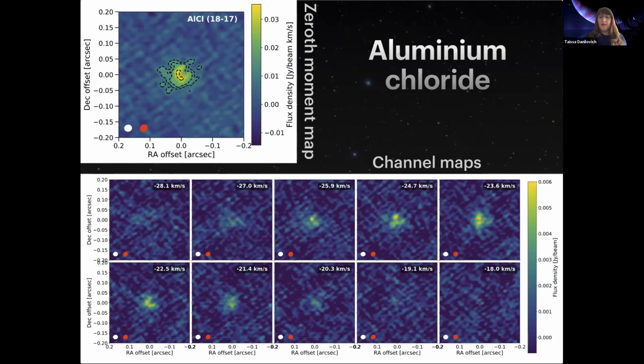But when we add all the channels together to get the moment zero map, so that's basically summing all the channels together as I've shown up here, we see there is a bit of a bias. So slightly more AlCl is seen to the south and east of the star, but overall it's almost centered on the star. And this is at the highest spatial resolution that we have available.